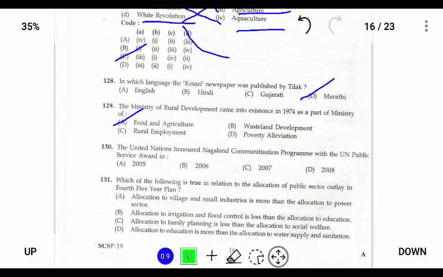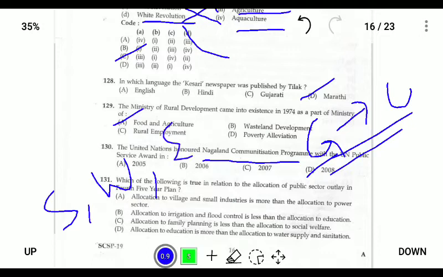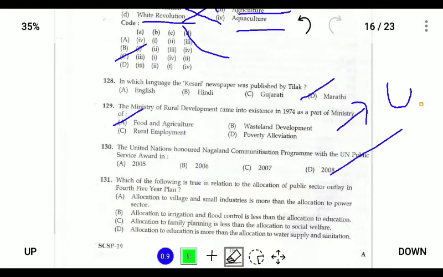United Nations honored Nagaland Community Decision Program with the UN Public Service Award in? The answer is 2008. So the United Nations honored the Nagaland Community Decision Program, which was an initiative to transfer power from the government to the local authorities in the field of school education, water supply, power supply, etc. And it was a part of the program known as Imagine Nagaland, which was passed in 2001, and it received the United Nations Award in 2008.